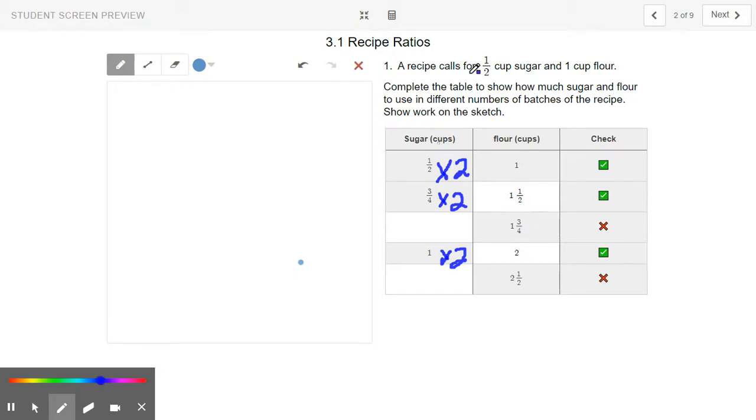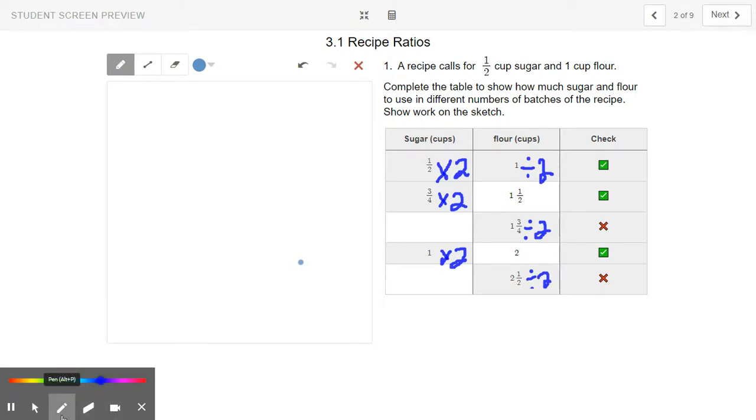So that's great and all, but now I'm going backwards, right? So I can also notice the pattern that if I want to get from flour to sugar, I'm going to cut it in half. So 1, if I cut it in half, that's the same as dividing it by 2. So if I divide 1 by 2, I get 1/2. So if I want to know how much sugar goes with this flour, if I cut it in half or divide it by 2, that's going to give me my answer here. And that'll work for this as well, if I divide it by 2.